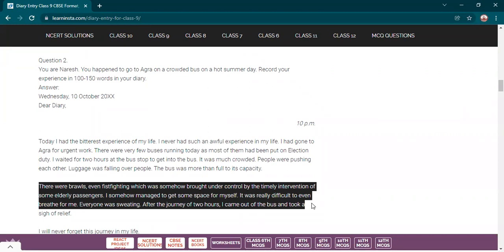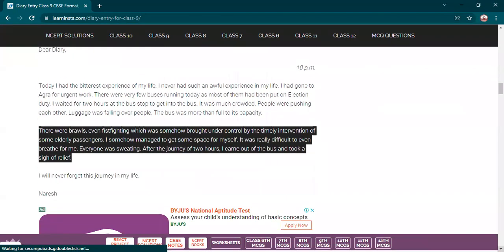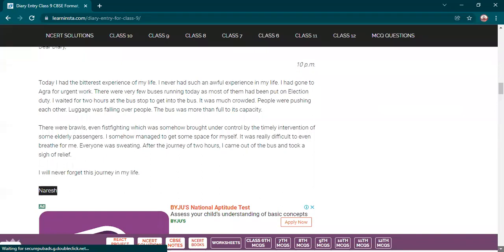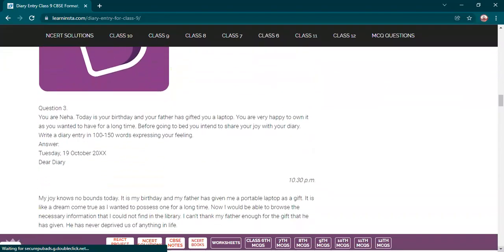Everyone was sweating. And after the journey of 2 hours, I came out of the bus and took a sigh of relief. I will never forget this journey of my life. Clear? What a crisp experience. Everything is mentioned. We can imagine that experience. Fine? Your name is written at the last. Okay? You need not sign it. You just write your name. Okay?